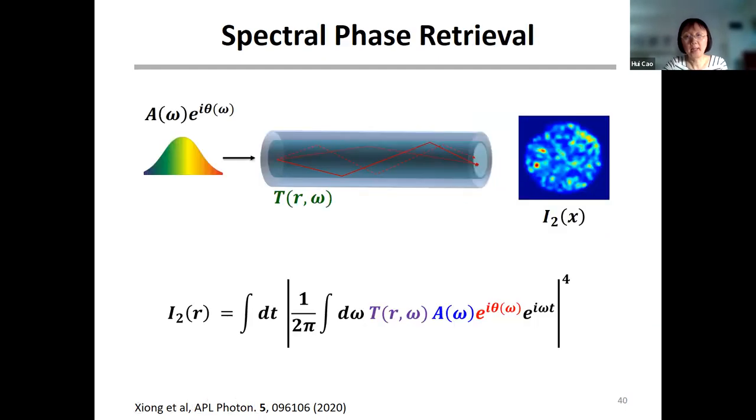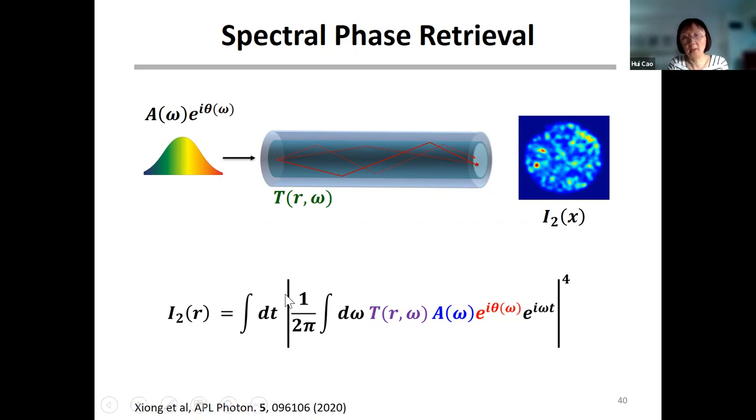To do that, we need to, again, calibrate the time-frequency resolved transmission matrix through this multimodal fiber. We have actually already done this before, in the previous part of the talk. So if we know that, then for any unknown pulse, we can find what the two-photon spectral pattern is.